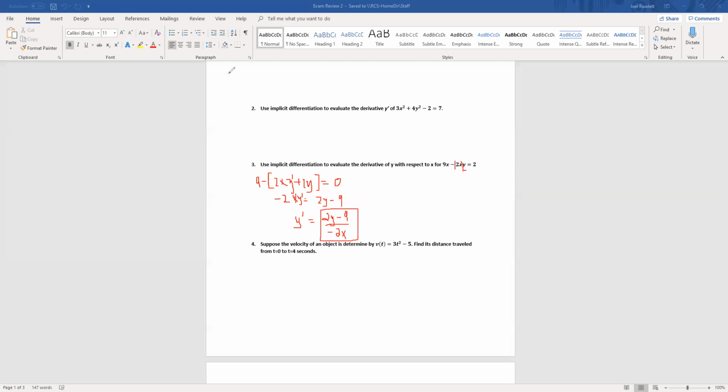So again, this is implicit differentiation. Students tend not to struggle too terribly with implicit differentiation, but if you're still having trouble, go back and go through the textbook, go through the lecture notes, and go through the quizzes, and hopefully that will serve as a good reminder on how to do implicit differentiation.